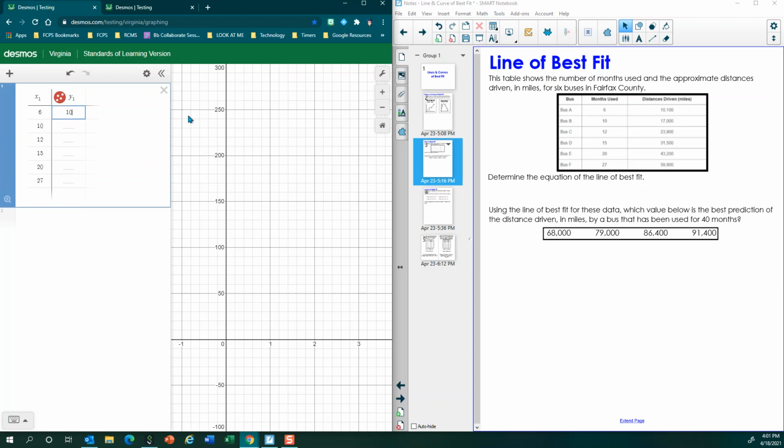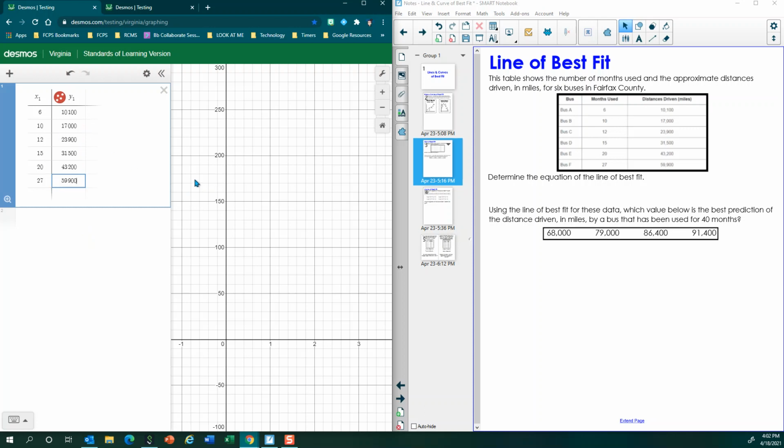And then in the Y's, we're going to fill in that data, just pulling it directly from the table that we're given. And then before we do anything else, we always want to make sure that we've put this in accurately, because if we have any errors in our data here, it's going to mess up our equation. So everything there looks good.